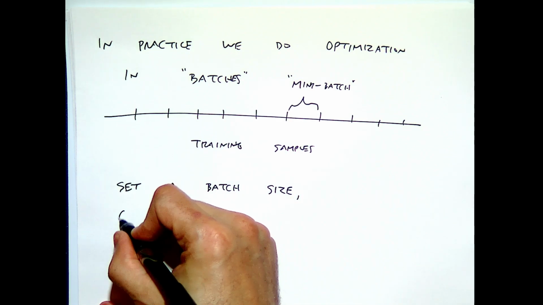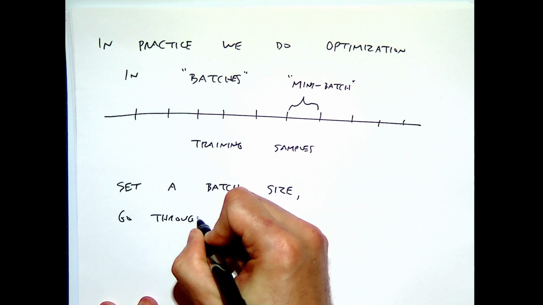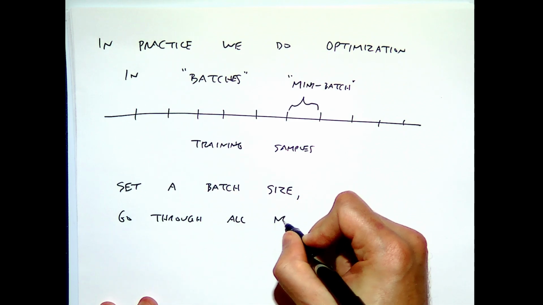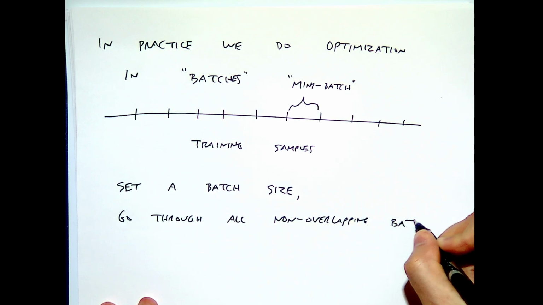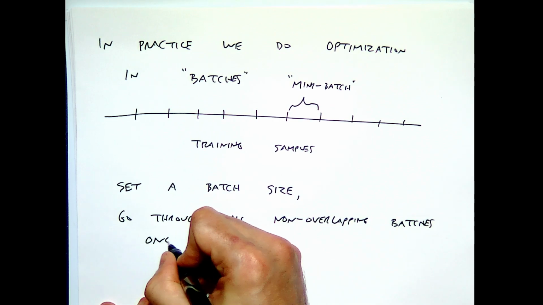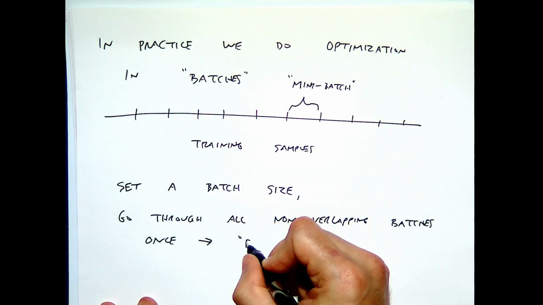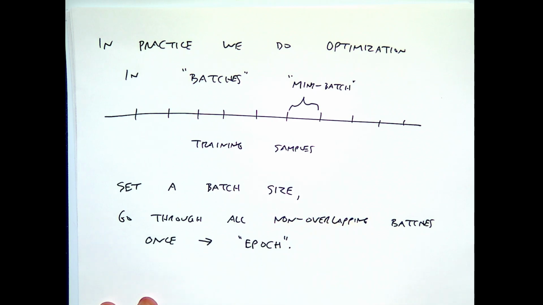So then I go through all the non-overlapping batches once, and that's what's called an epoch of training. And when you do some sort of training, and I'll show you an example in just a couple minutes, you'll see it's like epoch 1, epoch 2, right? That means I'm going through all the data once, but that epoch is split up into batches or mini batches that have some size that was set somewhere in my optimizer, right?